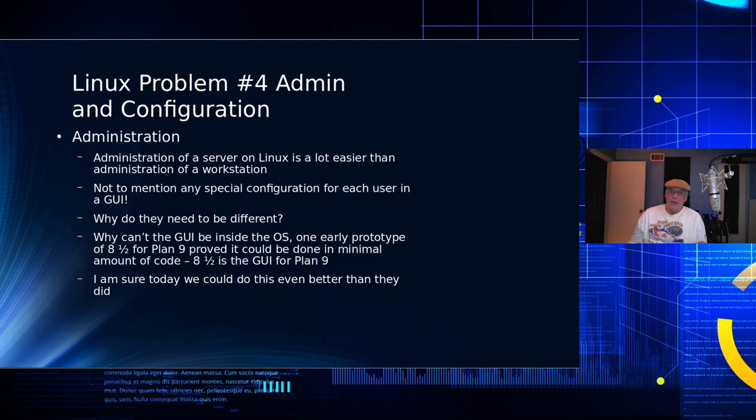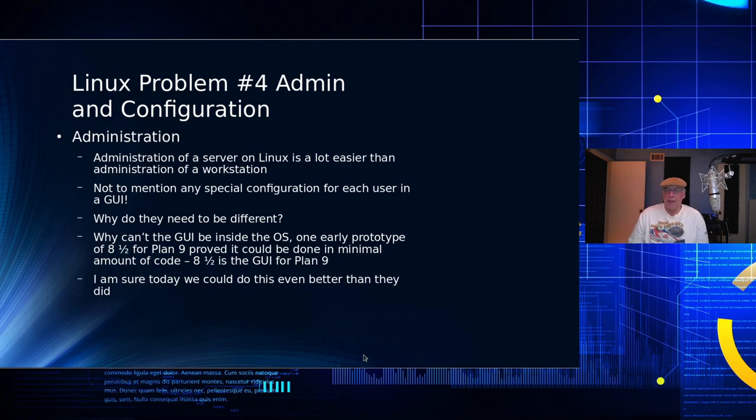So the GUI can definitely be inside the OS. Plan 9 proved that. Their 8½, which is their version of the GUI interface, ran inside the kernel. It didn't take a whole lot of code to do that. They had one prototype where I don't remember exactly how many lines of code, but it was well under a couple thousand, I think. It's been a while. But I'm sure we could do it better than they did, given the amount of information and knowledge we have.